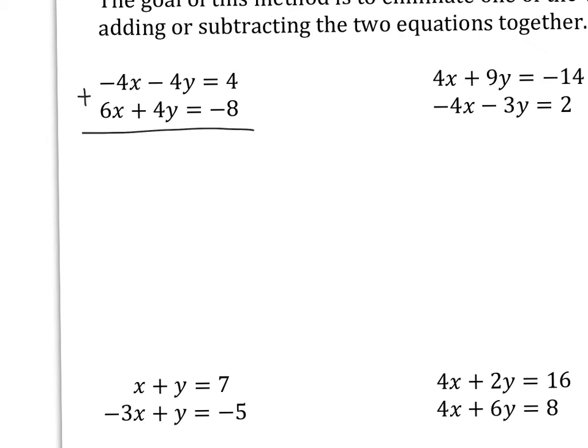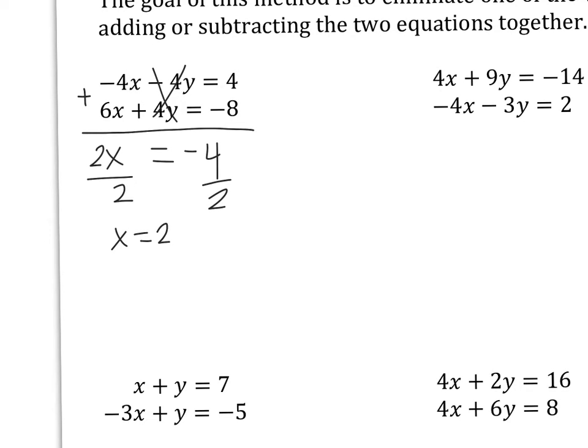Negative 4x plus 6x, so I'll add together my x variables because those are like terms and everything is already lined up nicely, so that's really good. And that gives me 2x. My y's cancel out, negative 4y plus 4y, so I'll just cross those out, equals, and 4 plus negative 8 is negative 4. Now I can solve for x, so I'll divide by 2 and get x equals 2.